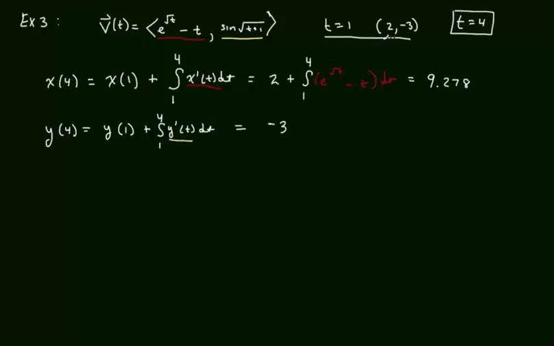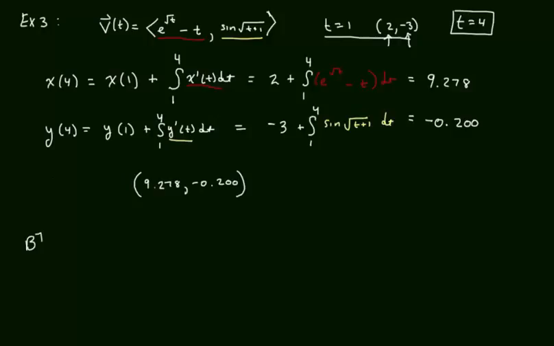See, here's my starting x and my starting y is -3 plus the integral from 1 to 4 of the sine of radical t plus 1 dt. That value comes out to be -0.200, rounding to 3 decimal places. So the answer to the question, where is the particle at time 4, or what is the position vector at time 4? They answer the same question, 9.278, comma, -0.200. That answers part A.